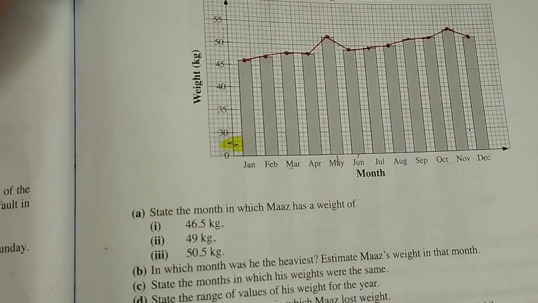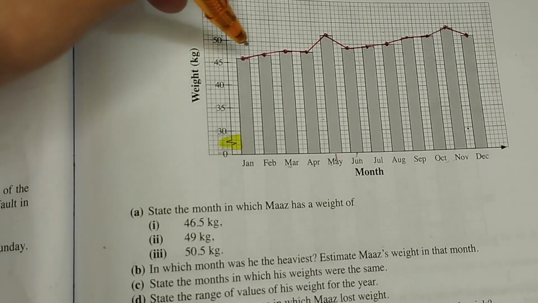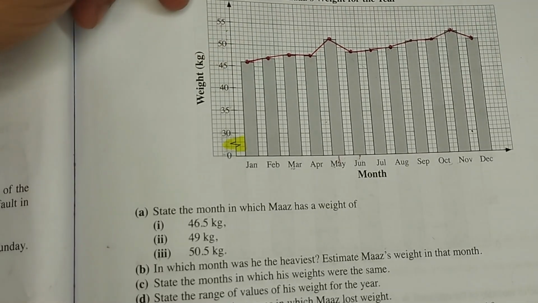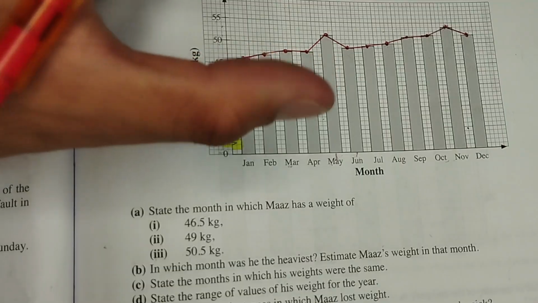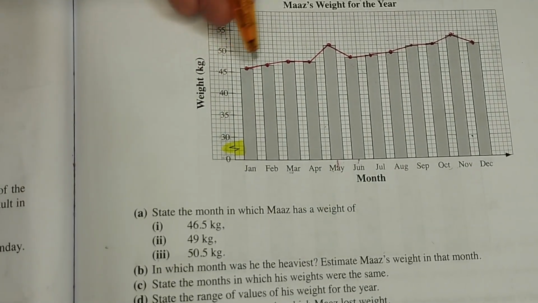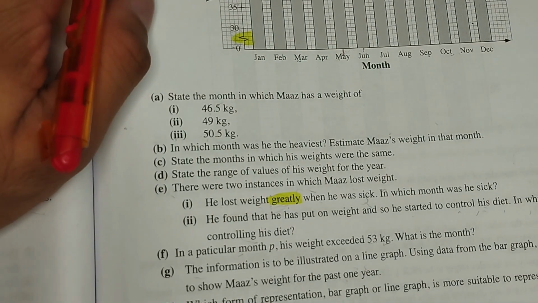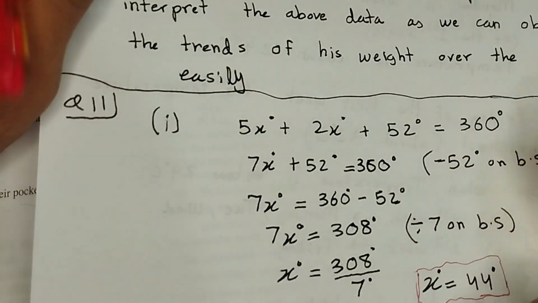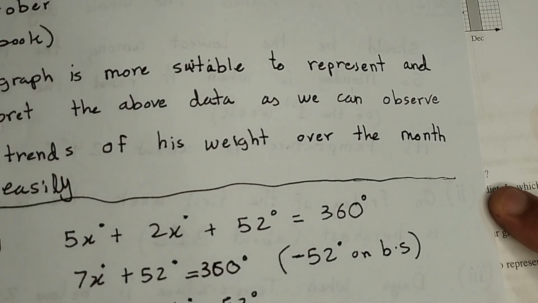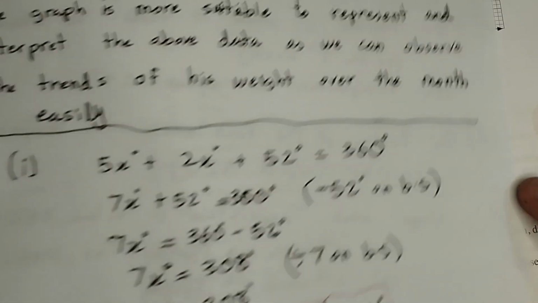When I was answering this question through the line graph, I said February, but that could be wrong according to the line graph. So you need to make sure that you're using the proper graph. It's fine for you to say February, it's fine if you say January as well, but I just wanted to point out this issue, which one of these is better. So you're just going to simply say that line graph is more suitable to represent and interpret the above data, as we can observe the trend of his weight over the months easily.